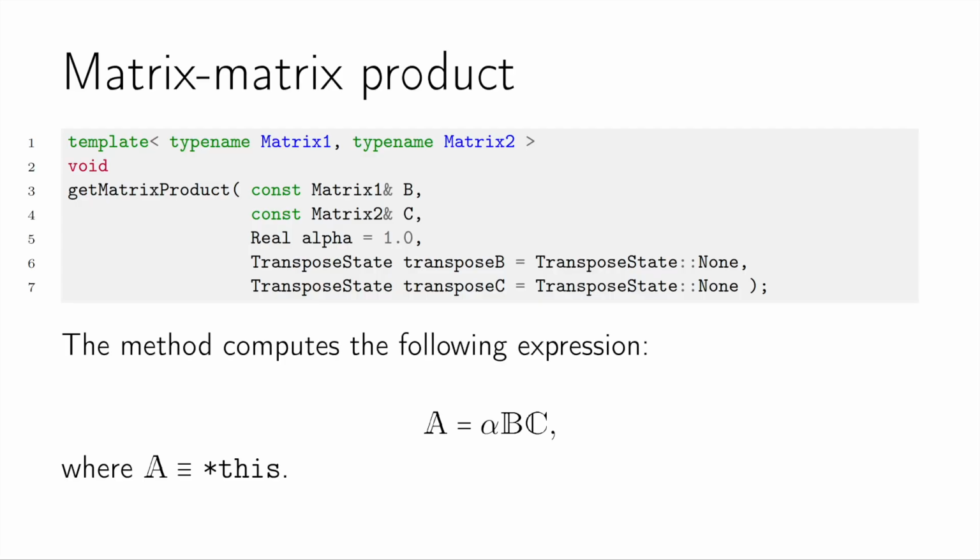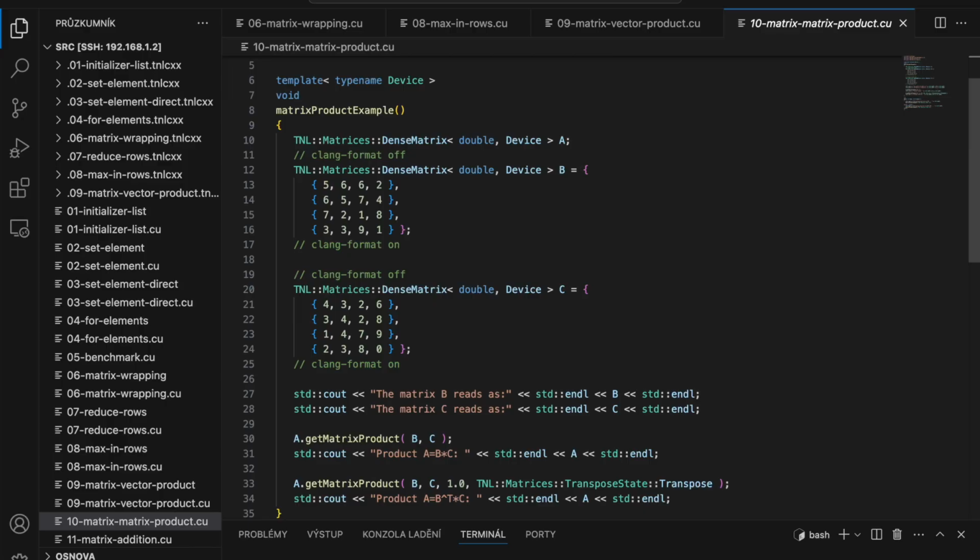The multiplication of two dense matrices is performed using the getMatrixProduct method of the dense matrix class. This method computes the expression result equals alpha times B times C. The first parameters of this method are the matrices B and C, followed by the parameter alpha. Additionally, you can specify whether either the matrices B or C should be transposed during the multiplication. This transposition is performed on the fly and does not modify the matrices B or C themselves. The code demonstrating the multiplication of two dense matrices can be found in the file 10-matrixproduct.cu.